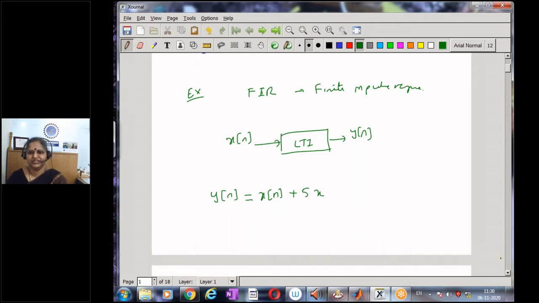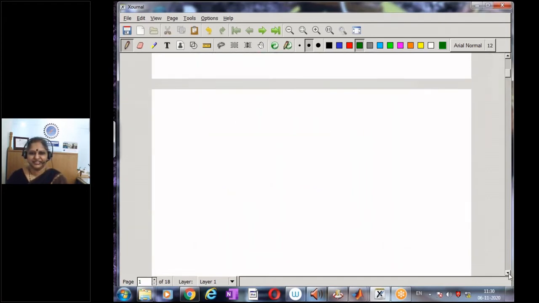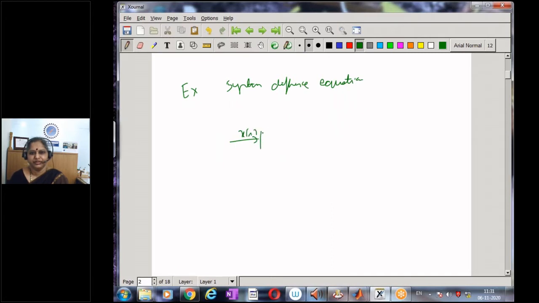Okay, so let's consider an example wherein we are given a system difference equation. And there is a need to represent the same system in various methods and also classify the system in various methods possible. So we have the input x of n, we have the LTI system, and we have the output y of n.